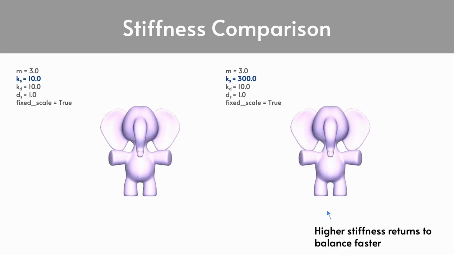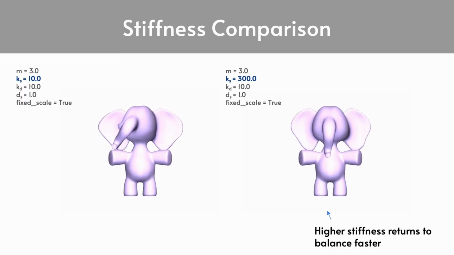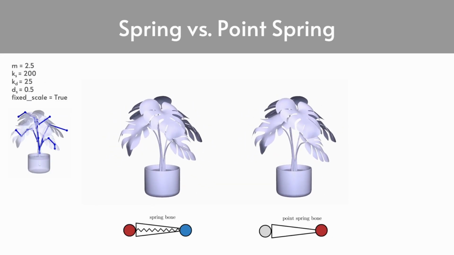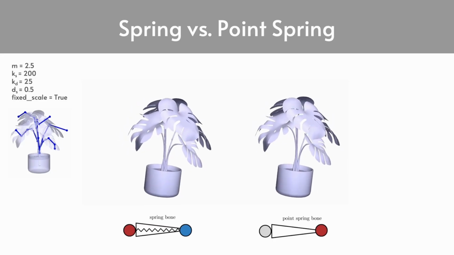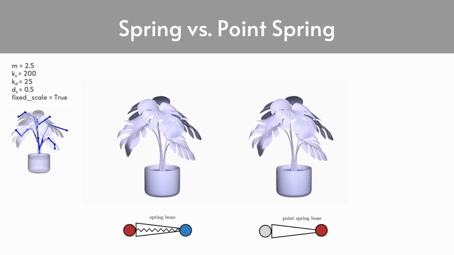The user can adjust the spring parameters for different dynamics. Here, a higher stiffness value returns to the rest shape faster. The user can also adjust spring rest length along the bone. At the extreme, a zero length spring at the bone tip achieves different jiggling dynamics.